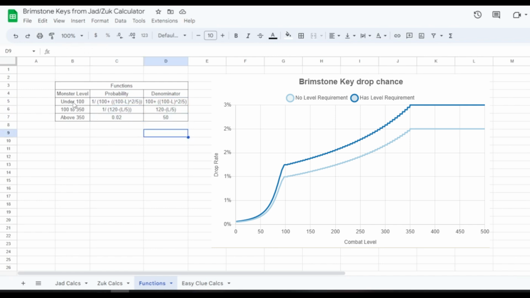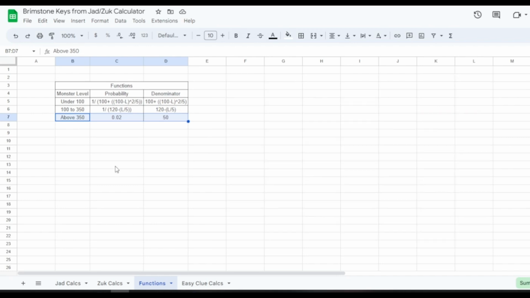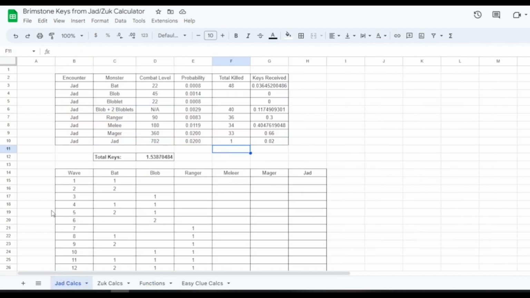Now, of course, if you're under 100 combat, the scaling is really, really bad, and the higher combat you get, the better it becomes, up to a 2% chance, which is a 1 in 50, when you get above 350 monster level. Now, if we go into the specifics for Jad and Zuk, first, what we need to do is figure out how many monsters we have to kill. So for example, for Jad, these are all the monsters you fight in the encounter. These are all the combat levels, and then these are the probability of getting a key.